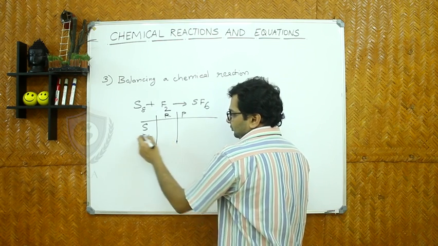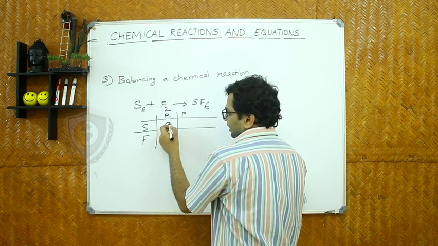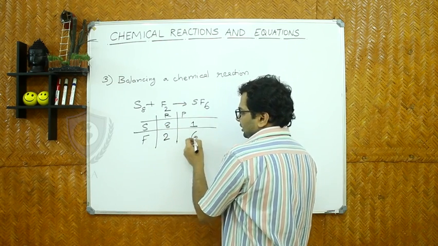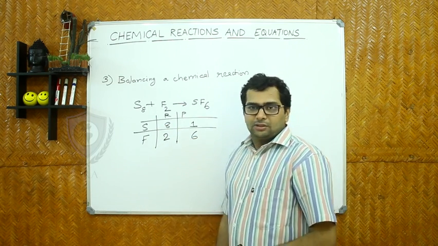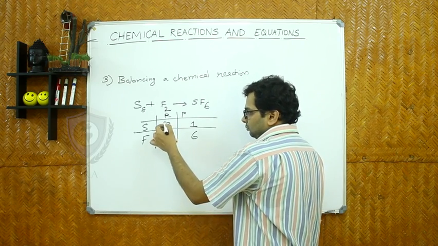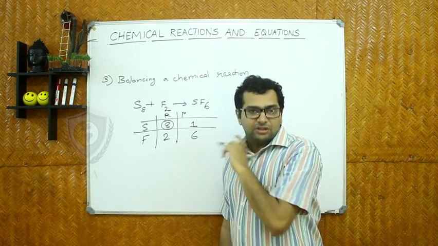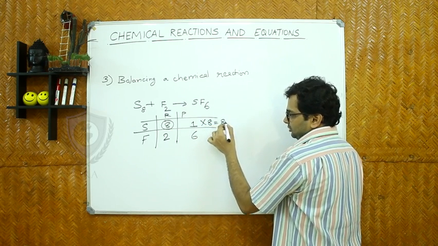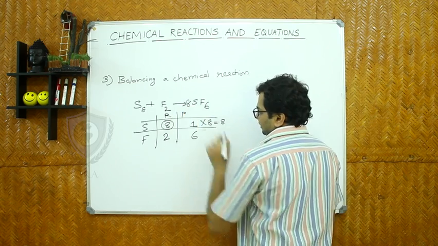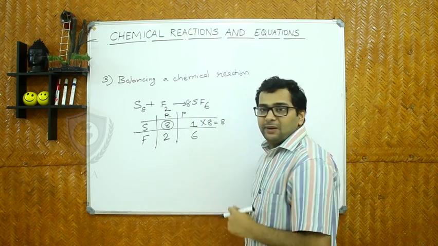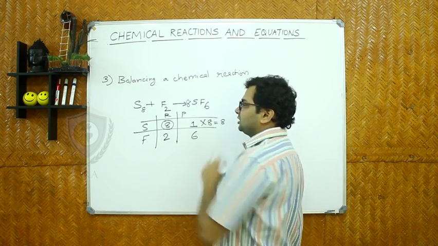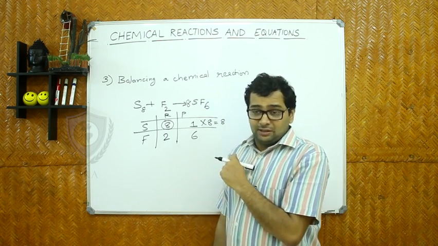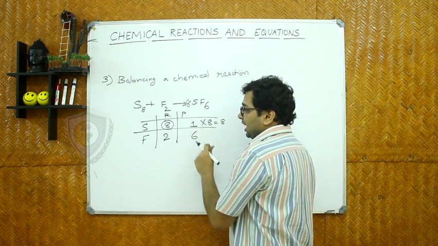Let's look at how many atoms of each there are. So sulfur here is 8, here it's 1, and fluorine here is 2, and here it is 6. So let's look at the biggest number of atoms, and that is for sulfur. Now we multiply 1 into 8 to get 8. So 8 SF6, right? But when we multiply with 8, it is not just sulfur which is getting multiplied, but the 6 atoms of fluorine are also getting multiplied with 8. So it becomes 8 sixes are 48, right?